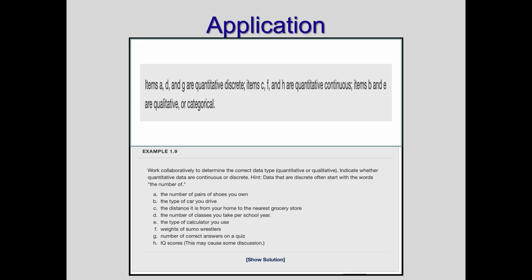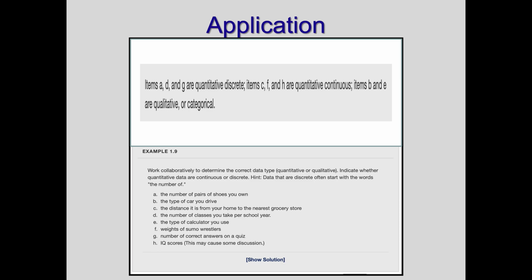Let's see the next one. Items B and E are qualitative. The type of car you drive, clearly that's not a numerical thing, so it's not quantitative. It's a category or a quality. And E, the type of calculator you use, clearly, again, not a number type of thing. I might call it calculator 1, but that would definitely be a quality.